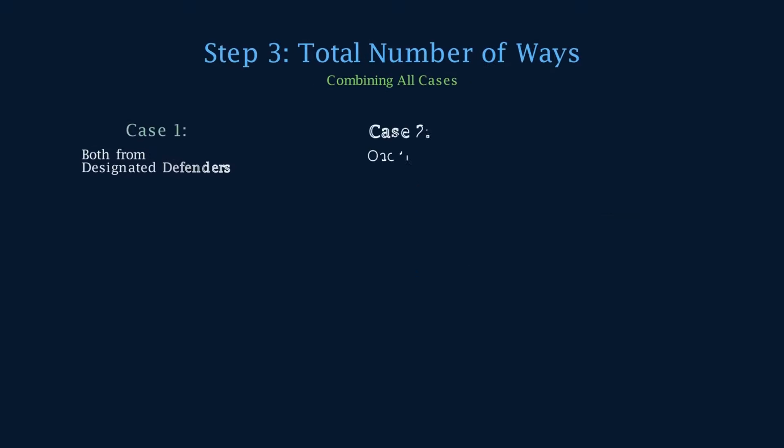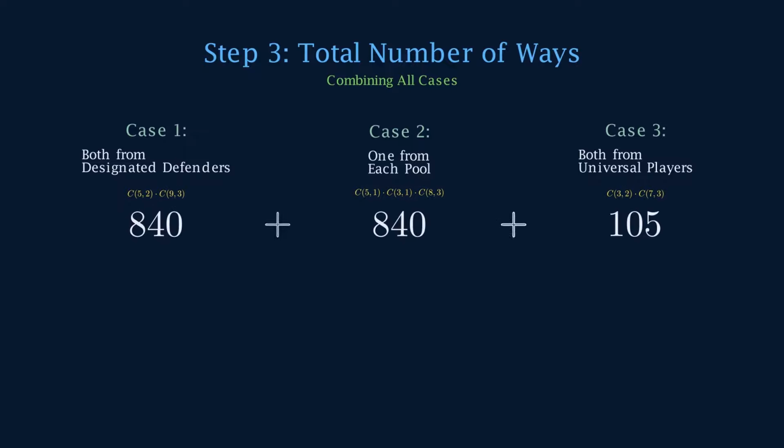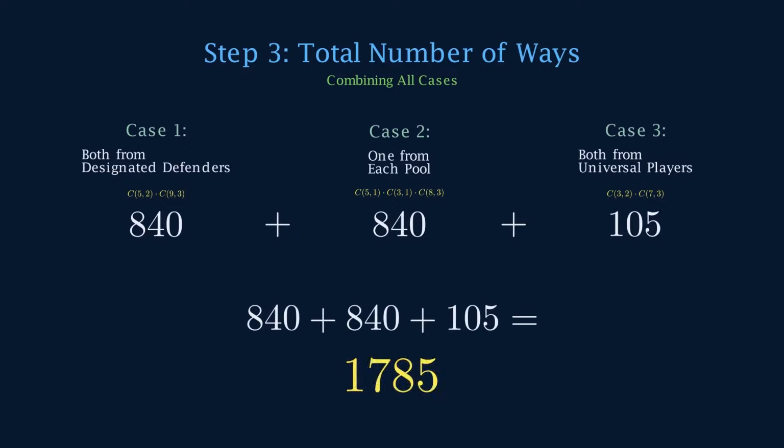Step 3. Combining all cases. Since the cases are mutually exclusive, we add the number of possibilities from each case. Add 840 from case 1 plus 840 from case 2 plus 105 from case 3.